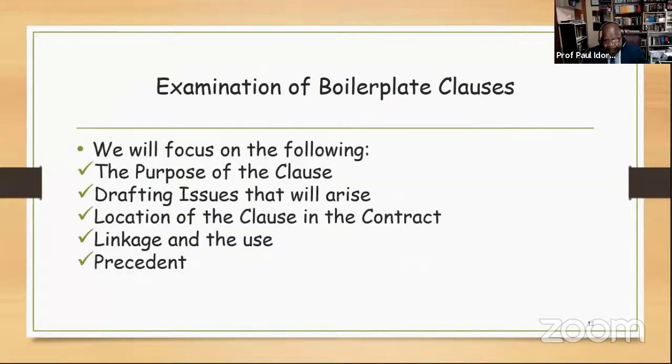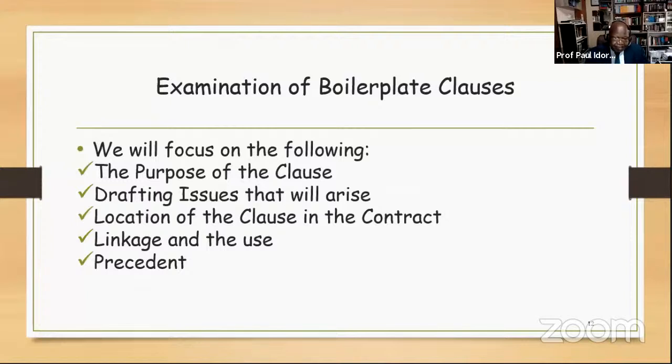So in examining boilerplate, our focus will be, as I keep saying, the purpose of the clause. What purpose does the clause serve in a contract? Where we have a problem as lawyers is the drafting issues. You see, what you find in practice, when you leave university, leave law school, and you are working in a law firm, you have to go and draft a contract. You're given a precedent.